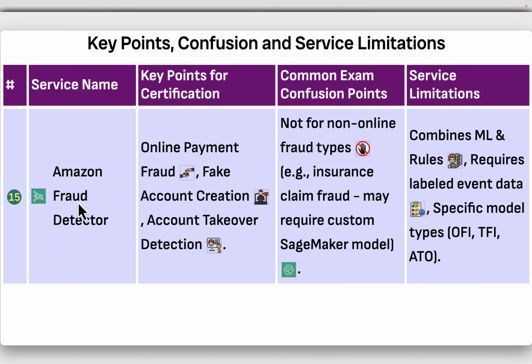Next service, Amazon Fraud Detector. Key points for certification are online payment fraud, fake account creation, and account takeover detection. Some exam confusion points: it is not for non-online fraud types, as I talked about, for example insurance claims, and that will again require a SageMaker model. So every time heavy customization is required, you will go for SageMaker.